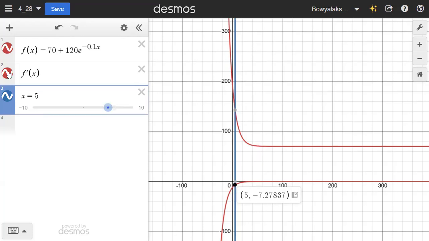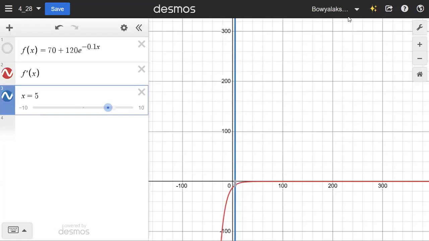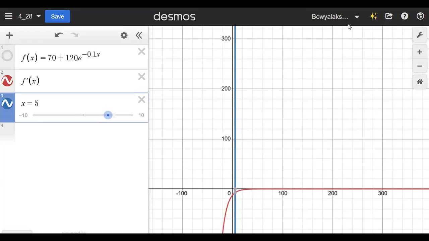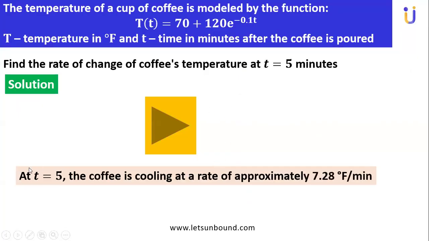Let's make this into a decimal, right? Negative 7.278. At t equal to 5 minutes, this represents the rate of change. So minus 7.278. That's simple. We can do it in seconds. I will say in 30 seconds, you can solve this with the help of Desmos. And interpreting: at t equal to 5, the coffee is cooling because we got a negative, right?